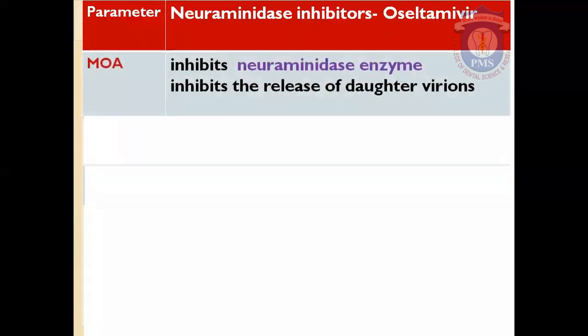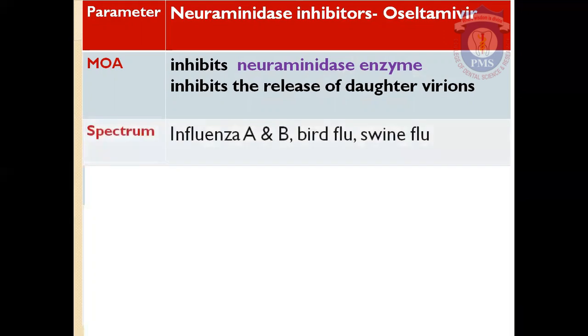The anti-influenza agent is oseltamivir. It is a neuraminidase inhibitor. It inhibits the neuraminidase enzyme and inhibits the release of daughter virions. The spectrum includes influenza A virus and B virus, and it is also active against bird flu and swine flu.